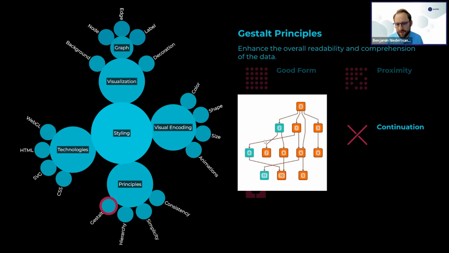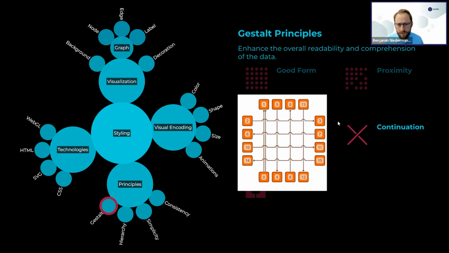But of course, don't introduce too many crossings, otherwise it will be too complicated, too complex to follow these edge routes. Sometimes you can also support this continuation by introducing visual elements or objects like bridges, which helps you to continue or to follow this edge path.